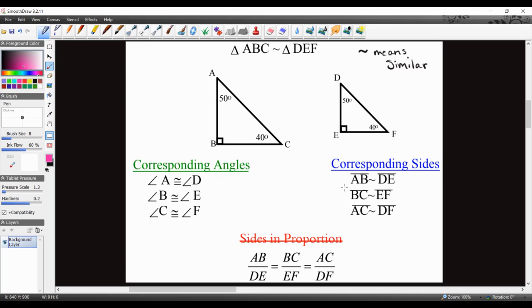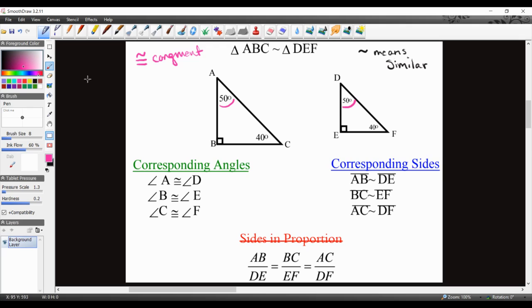And you can see that we have corresponding angles. For instance, angle A is congruent to angle D. So this angle is equal to this angle, and we know that it's congruent because we have this symbol. When you have this little squiggly with an equal sign, that means congruence, whereas if you have just the squiggly, that means similar. So the angles have to be congruent.